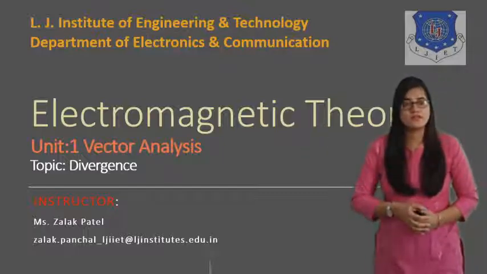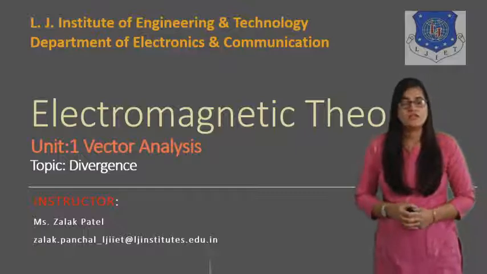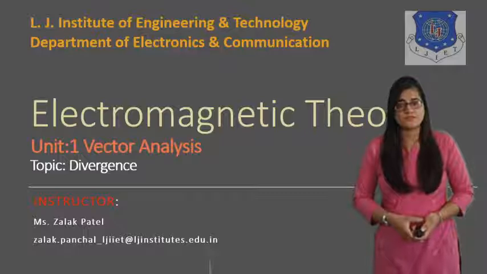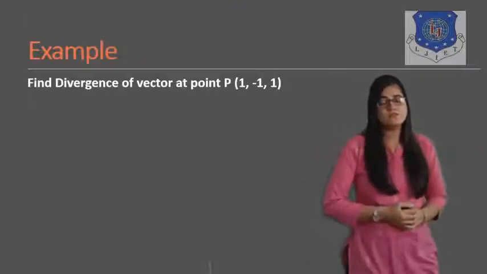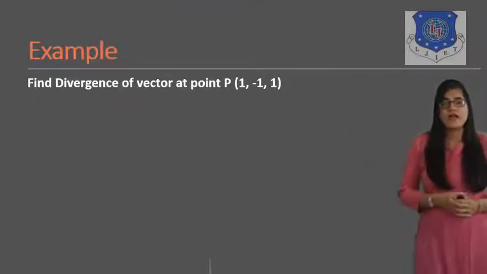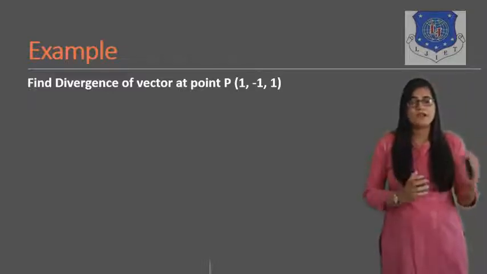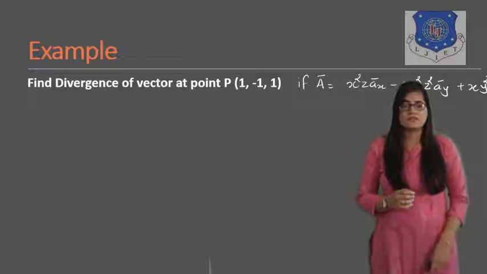In this session, we will discuss the Unit 1 concept, that is divergence. So let's start the session. Find the divergence at the point (1, -1, 1) for the given system.